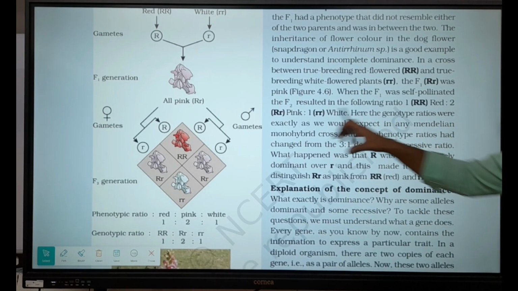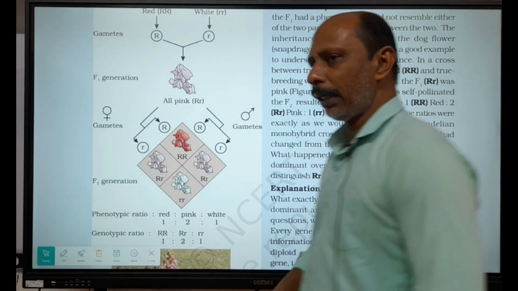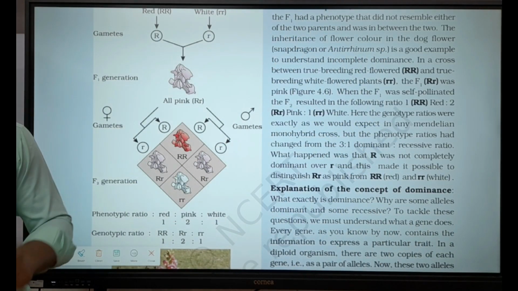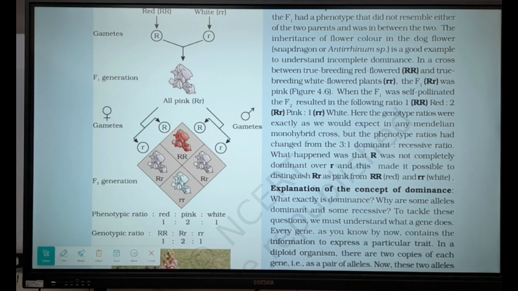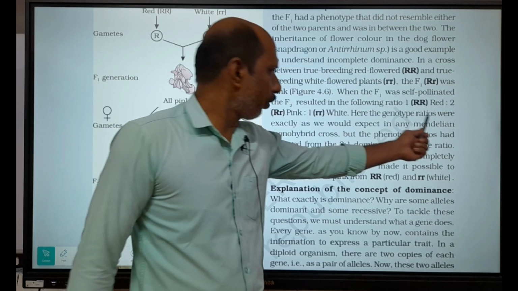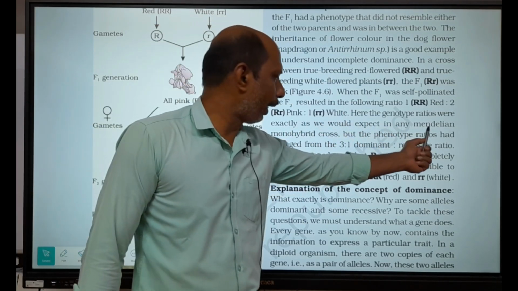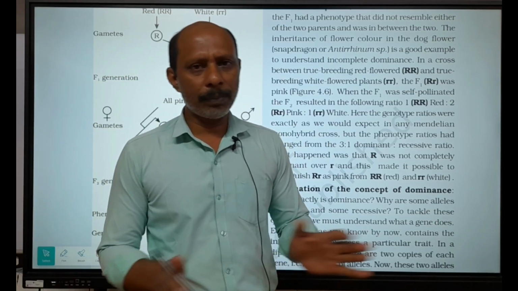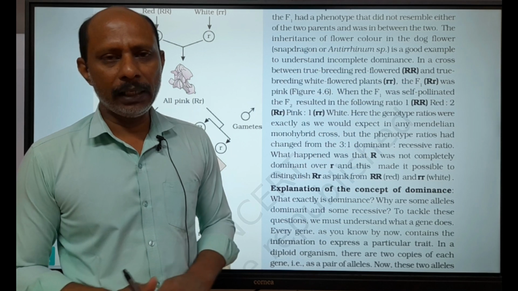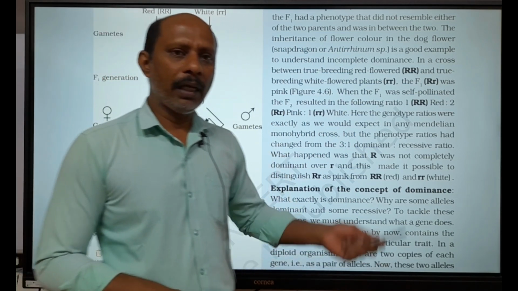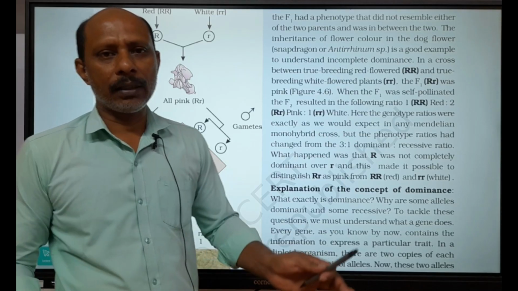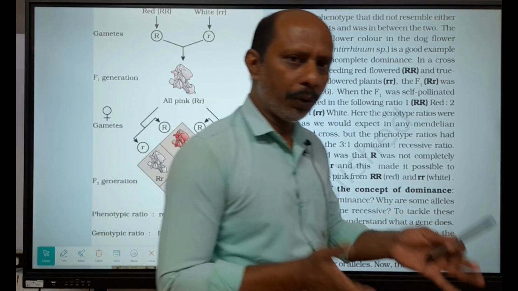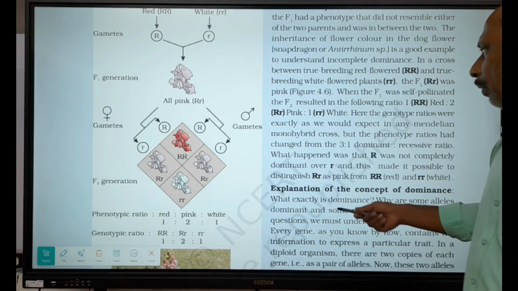Here the genotype ratio was exactly as we would expect in a Mendelian monohybrid cross. Look here. In case of incomplete dominance, we have the same ratio, meaning genotype and phenotype ratios are both the same. In the F1 generation, all the plants are pink. They do not resemble either parent. But in the F2 generation they segregate, obeying the Mendelian rule, 1:2:1. Means 1 is red, 2 are pink, and 1 is white.